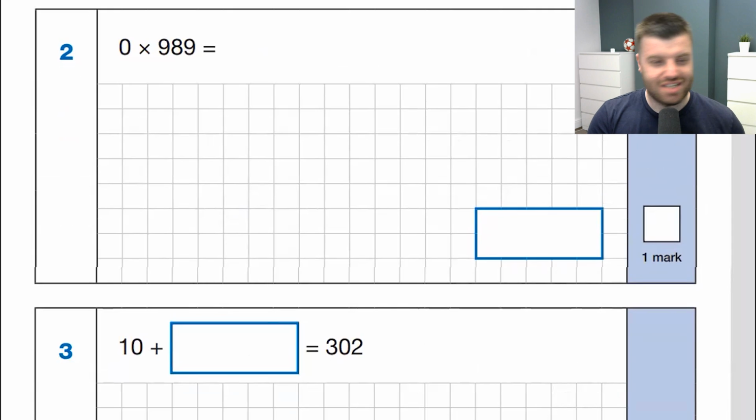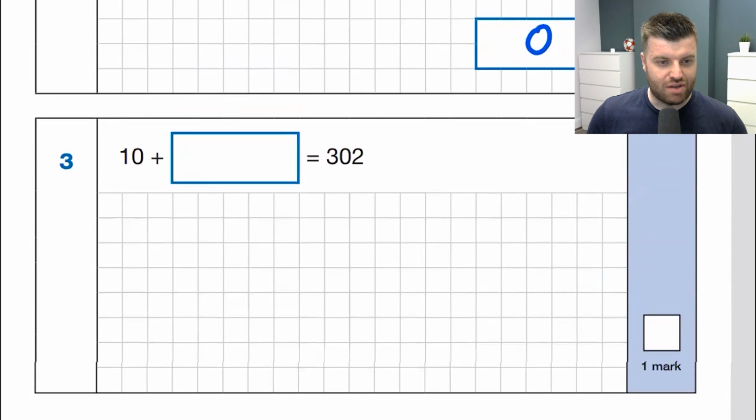Let's take a look at question 2, and I can see already it's one of those which we can answer in 5 seconds. Anything multiplied by 0 is 0. Let's take a look at question 3.